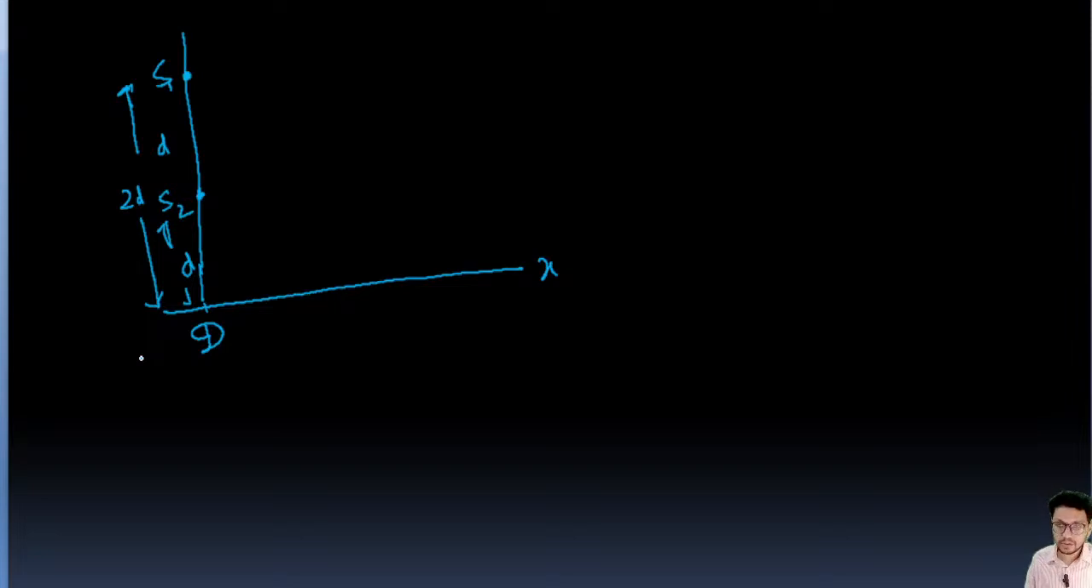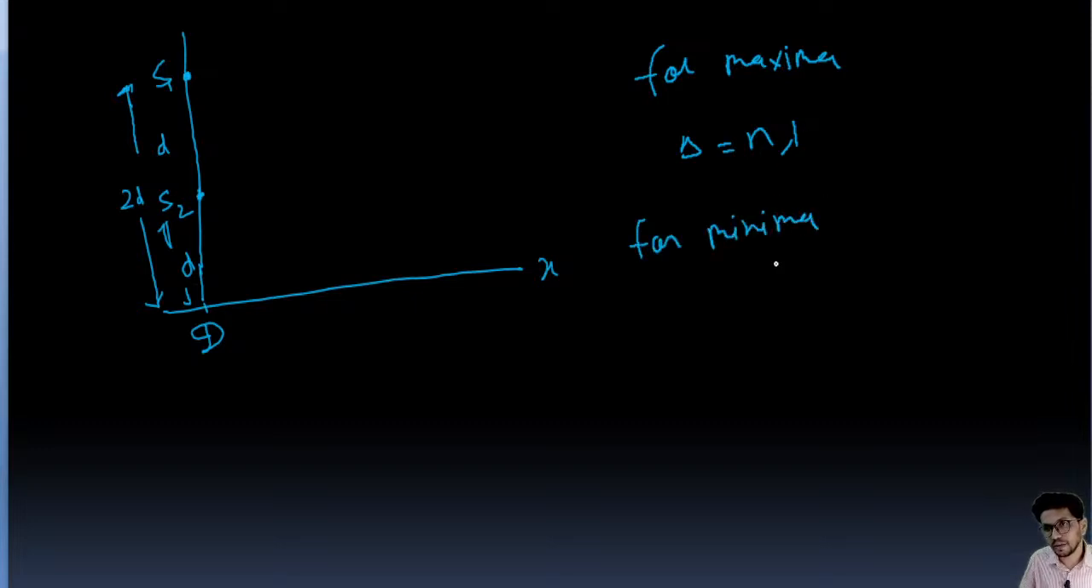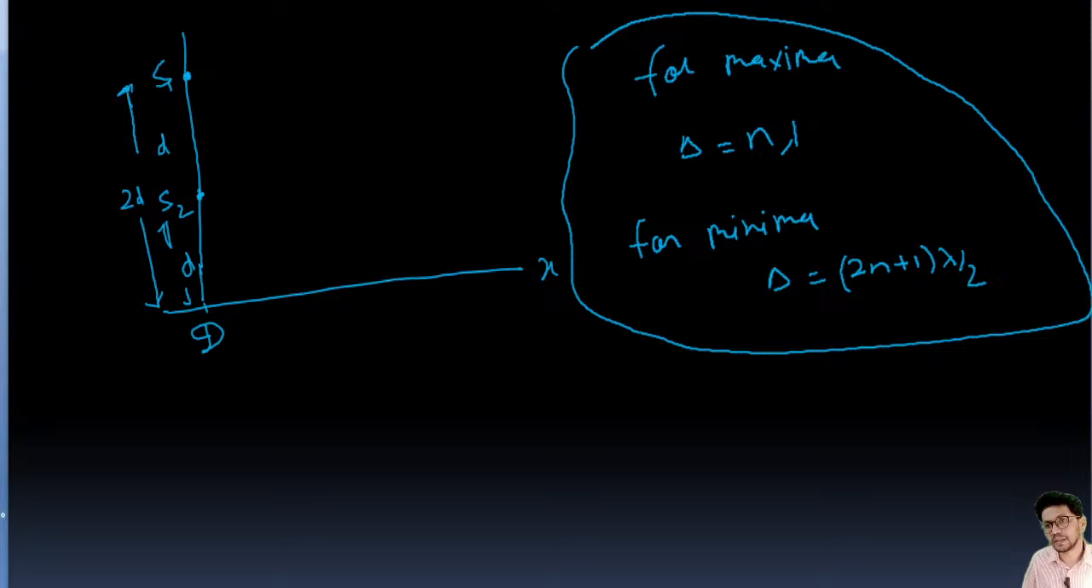So the solution is, since we know delta for maxima, you need to note this down. For maxima, the path difference is delta equal to n lambda, and for minima, delta equal to (2n plus 1) lambda by 2. Very important, you need to note it down and memorize it, and then you will be able to solve questions. So for maxima, delta equal to n lambda, and we'll find delta first.